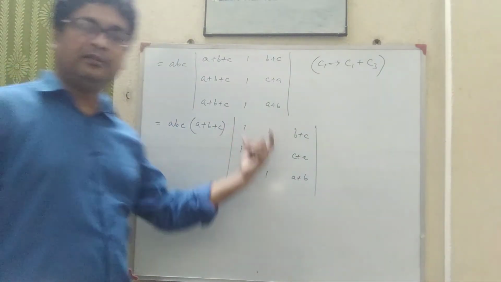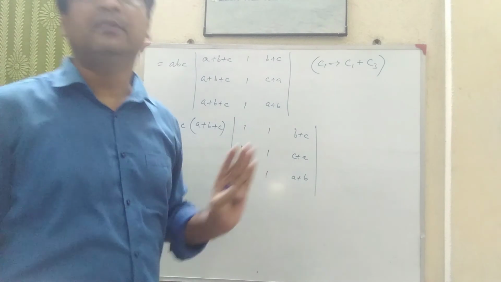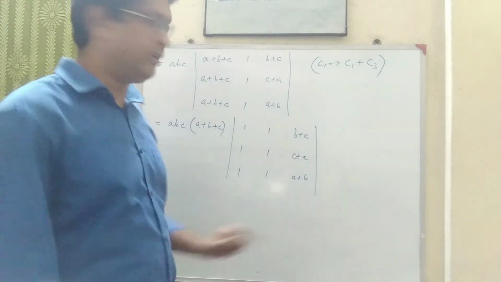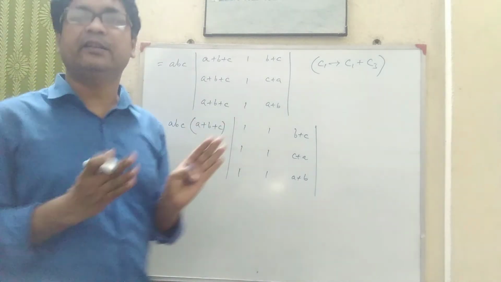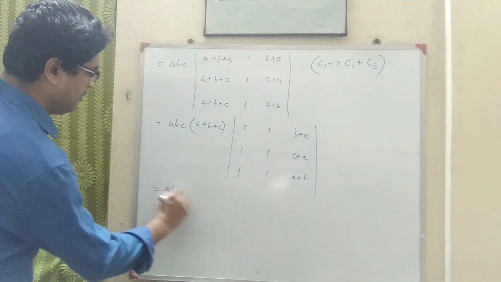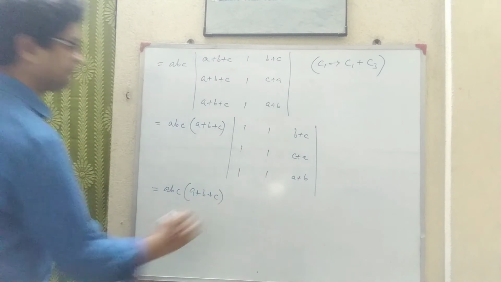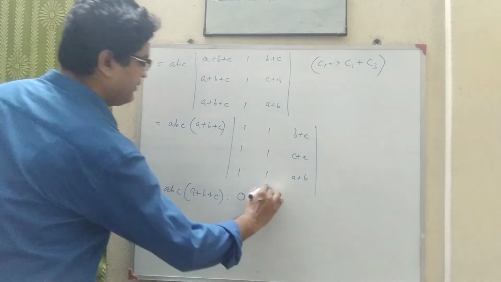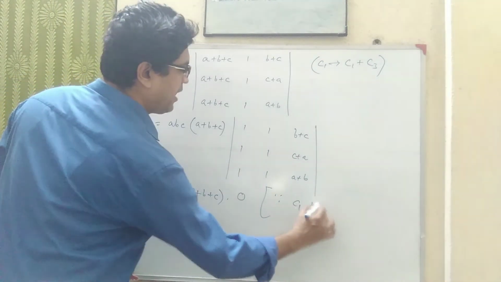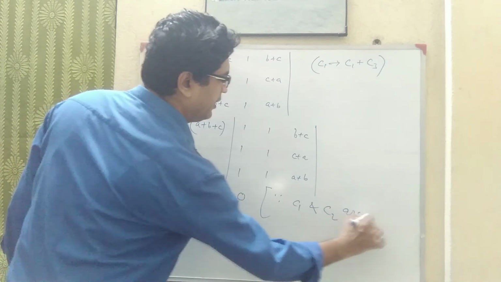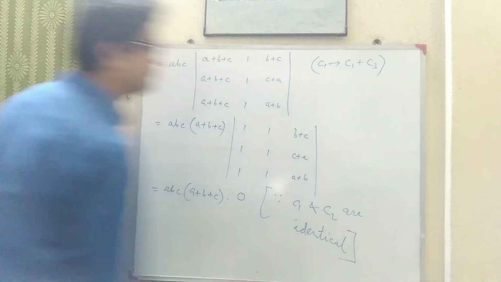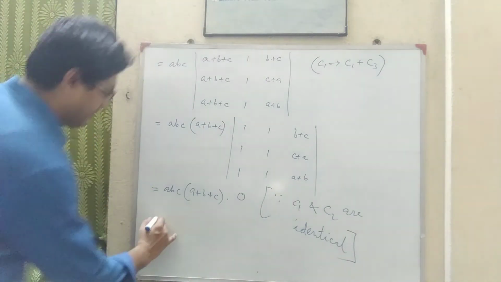Now you see that the two columns, that is first and second column, have become identical. So the value of this determinant must be 0 by that property. If two rows or columns are identical, then the value of the determinant is 0. So using that property, we have abc into a plus b plus c into 0. Why 0? You have to give the reason: since first column, that is C1, and second column, that is C2, are identical. So the answer will be 0.